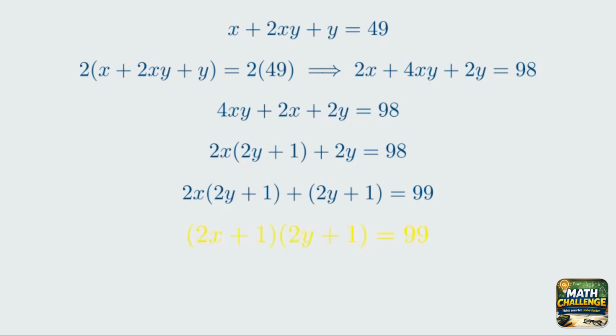We have successfully factored the equation. This is the key breakthrough. Let me repeat the steps because this is such an important trick. We multiplied by 2, rearranged, factored, and then added 1 to both sides. The result is a simple equation with two factors that equal 99. We've reached our factored form. The quantity 2x plus 1, times the quantity 2y plus 1, equals 99.